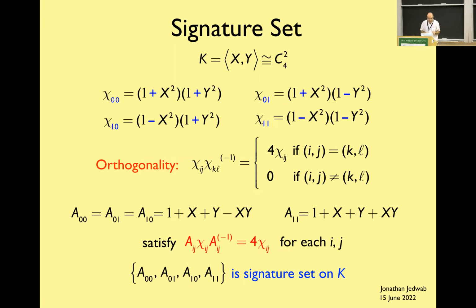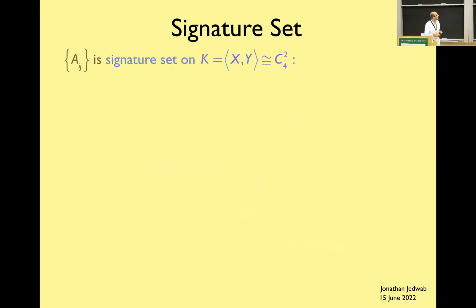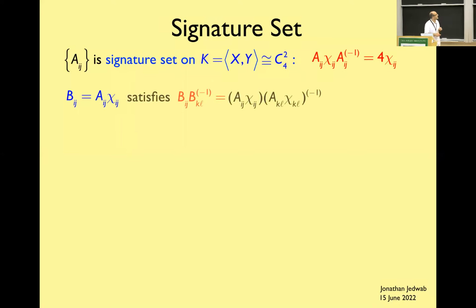And so let's just summarize what we had. The signature set on K has this property. Now, what do I do with those? Well, I'm going to define a set of 4 elements, the B's, and they are going to be the A times the appropriate group ring element chi. And they themselves are going to have an orthogonality property. Let's just check that out. So take a B, multiply it by another B. Well, substitute in from the definition.